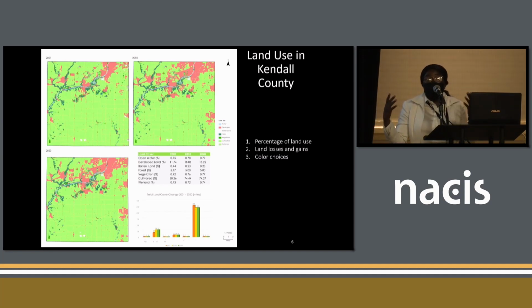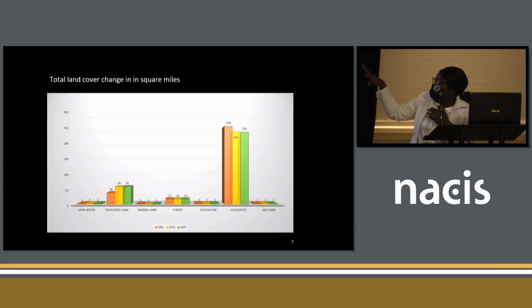I just use color choices that just make sense. When you see green, you know that that's vegetation. So those are the decisions I made while making the map. And this is a graph just to show what I was trying to describe the other time. I just want to show that cultivated lands are actually reducing while developed lands are increasing in the county.